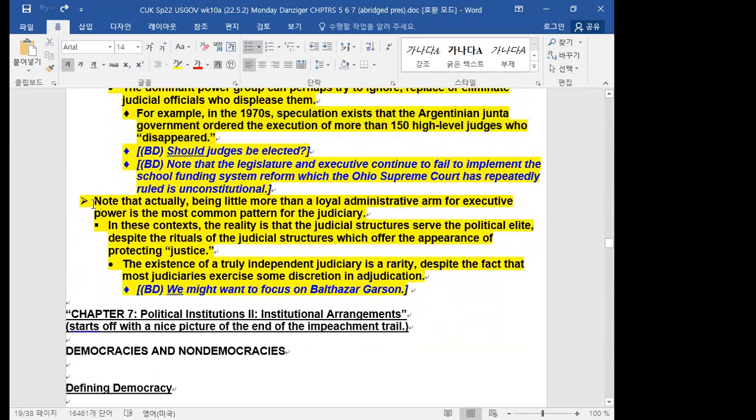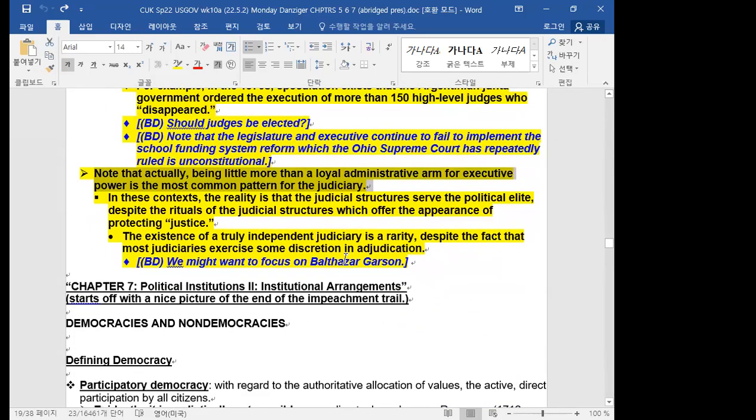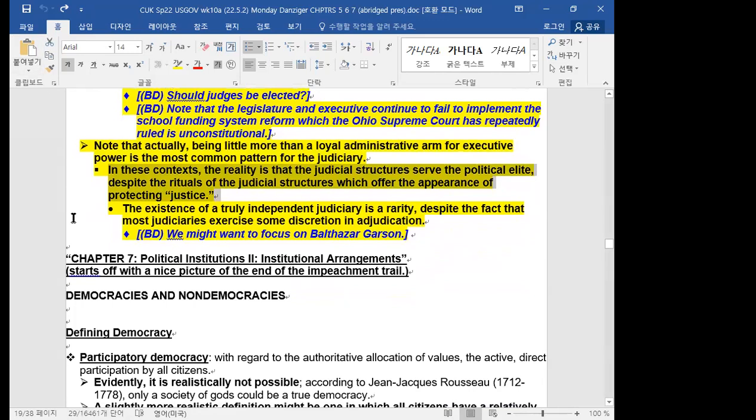Note that, however, being little more than a loyal administrative arm for executive power is the most common pattern for the judiciary. That's the most common pattern across the whole world. So a truly autonomous judicial system is a blessing. In these contexts, the reality is that the judicial structures serve the political elite, despite the rituals of the judicial structures, which offer the appearance of protecting justice. And so just to conclude, the existence of a truly independent judiciary is a rarity, despite the fact that most judiciaries exercise some discretion in adjudication.